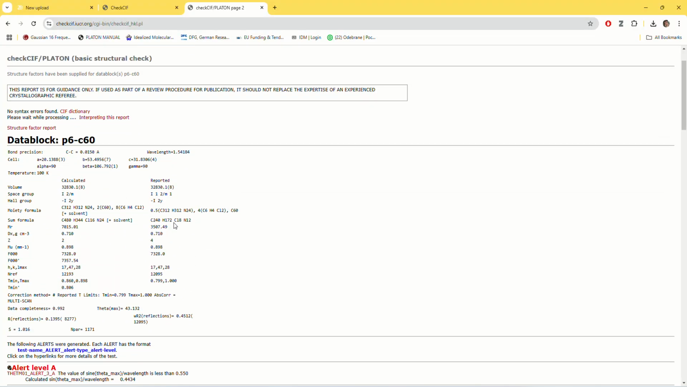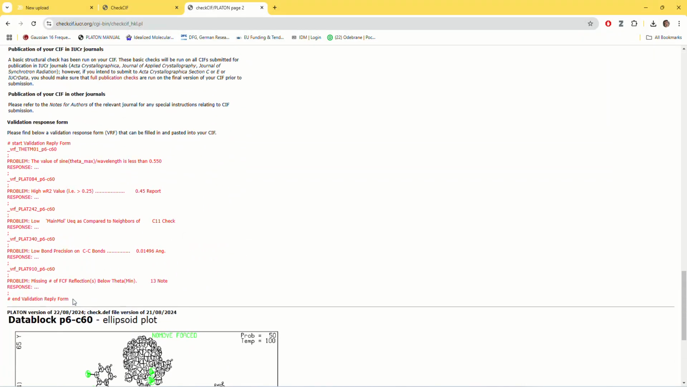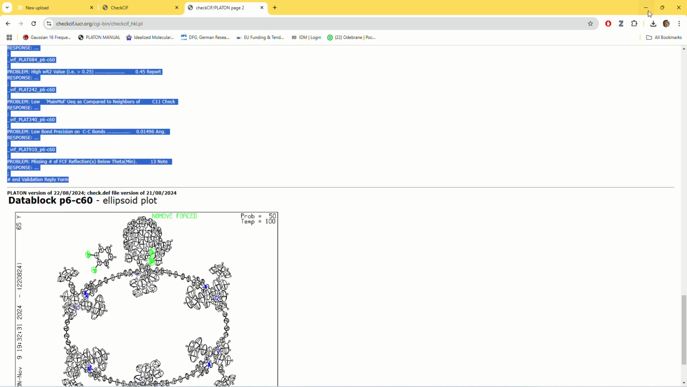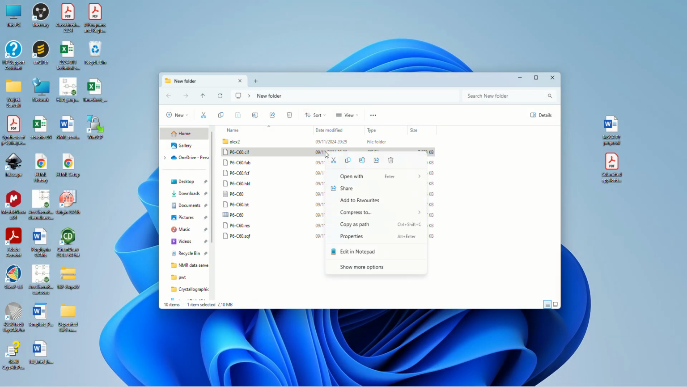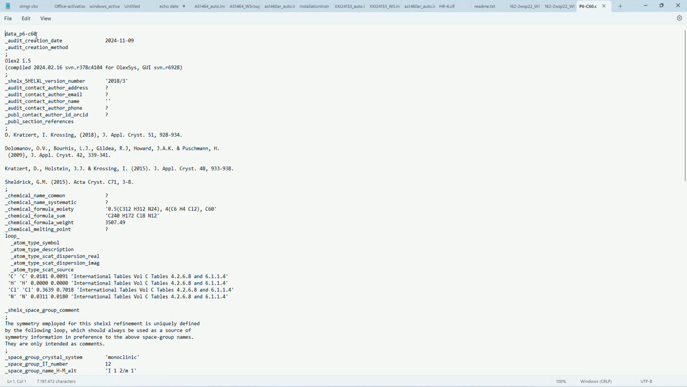So if you go down, you can copy the validation reply form, Control C, and put it in your CIF file. So we can go to our CIF file, we can open it. I really don't like this new Windows edit in Notepad. Okay, so we have data, blah blah blah.